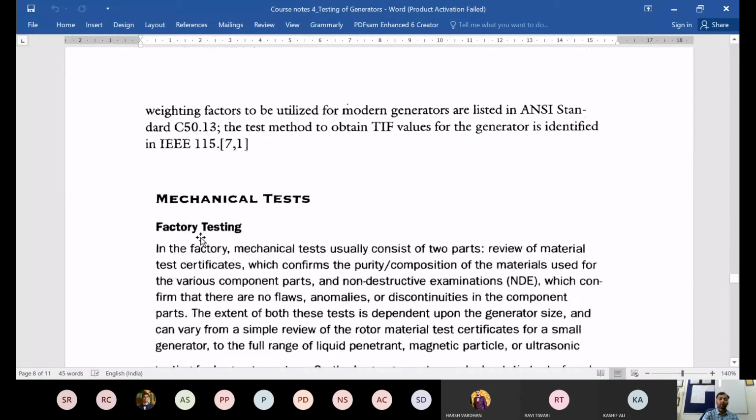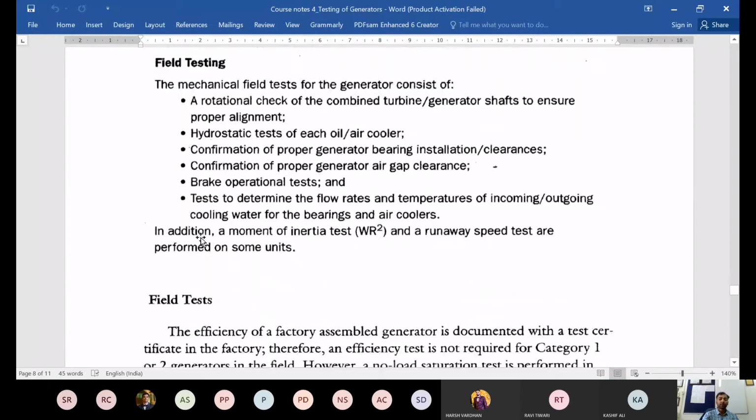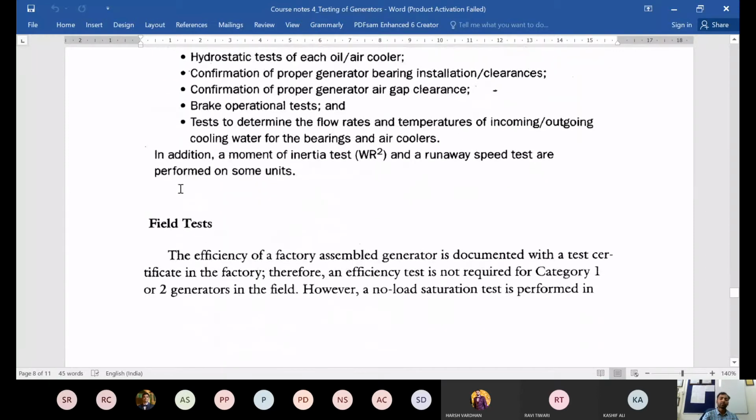So with respect to the electrical tests, let's look at the field tests as well, that is, when we are in the field, what tests are needed. Now this will depend upon the category of the generator. As we have been discussing, categories 1, 2, 3 and 4, depending upon the size of the generator. There are a few tables here, and we'll look at these 2-3 tables for different categories of generators.